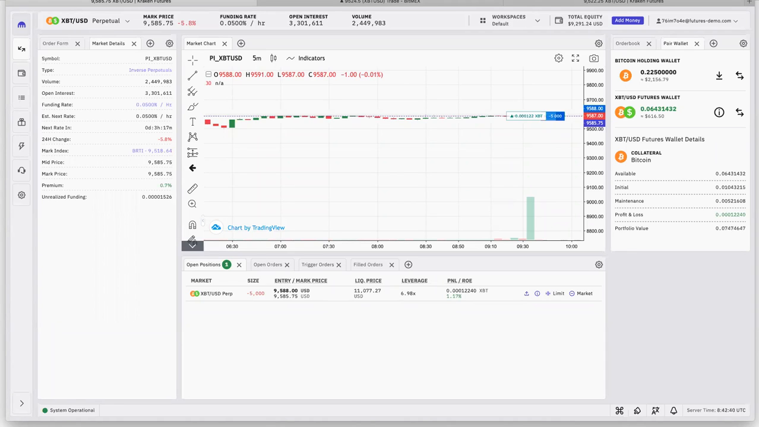So if you put in 1 Bitcoin at $10,000 and you go 10x long, so you now have a $100,000 position, long or short, you will be making or receiving funding rate payments based on that $100,000 position size. It's always calculated based on the notional. And it'll be deducted from or added to your futures wallet balance.